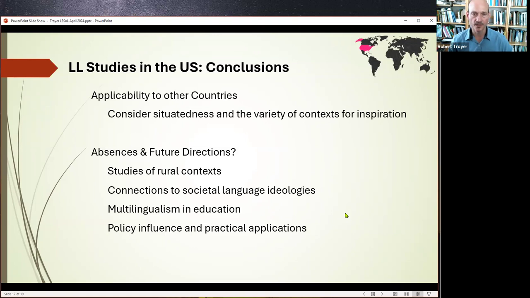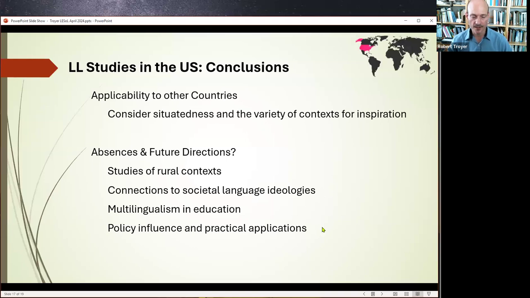Multilingualism in education, depending on where you are in the United States, chances are anywhere from 20 to 40% of students in the K through 12 system speak English as their second language. And we definitely need to be better in the United States at reflecting multilingualism and the different languages that our students come to us with and that they use outside of the school system.